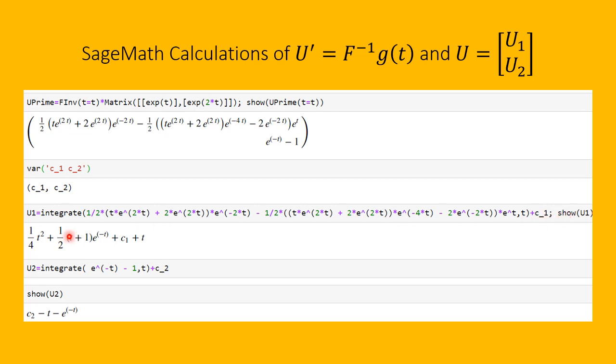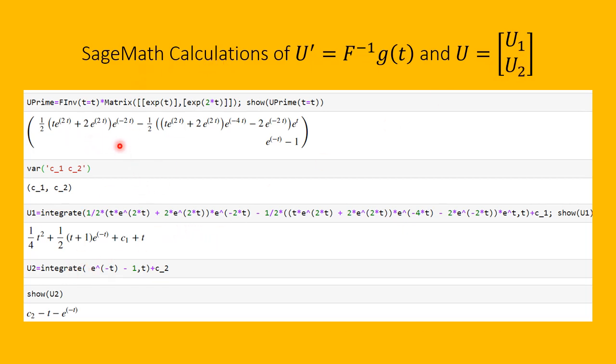Okay, so after we execute this statement along with the show u sub 1, what we get is u sub 1 is this stuff right here. 1/4 t squared plus 1/2 t plus 1 times this exponential plus c sub 1 plus t. Okay, then we'll do a similar thing to calculate u sub 2 here.